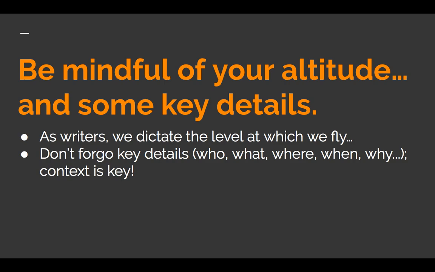Additionally, and this is sort of a practical detail, you don't want to forego key details, right? You always want to provide who, what, where, when, why, etc. You want to make sure that you provide information so that people can understand the context of what you're summarizing. There's a big difference between a study that took place in 1971 versus 2018, right? That's important. That helps us contextualize what we're reading. So it's important to provide the authors' names, when the information was published, where it was published.